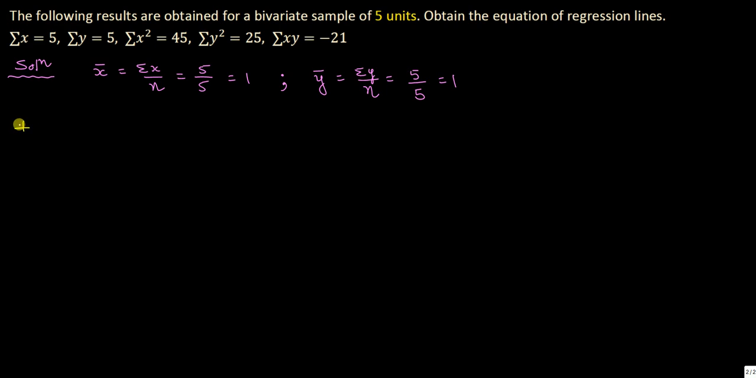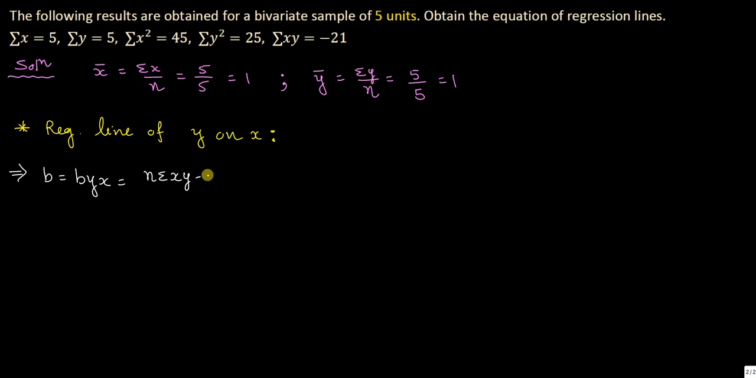We are finding our first regression line. Regression line of y on x. Okay. Now first find out b. B equals byx. Byx is equal to n sigma xy minus sigma x into sigma y upon n sigma x square minus sigma x whole square. This is the formula for finding b.